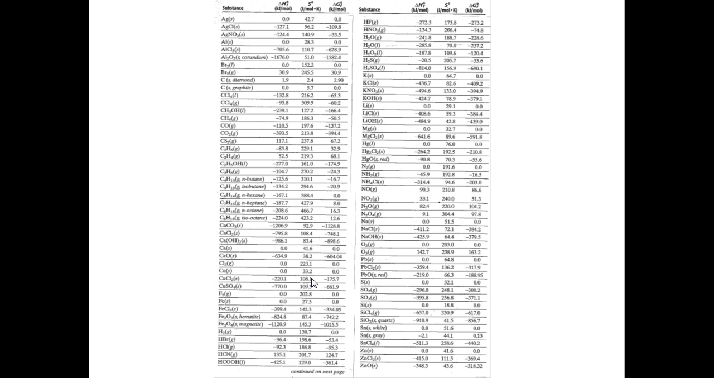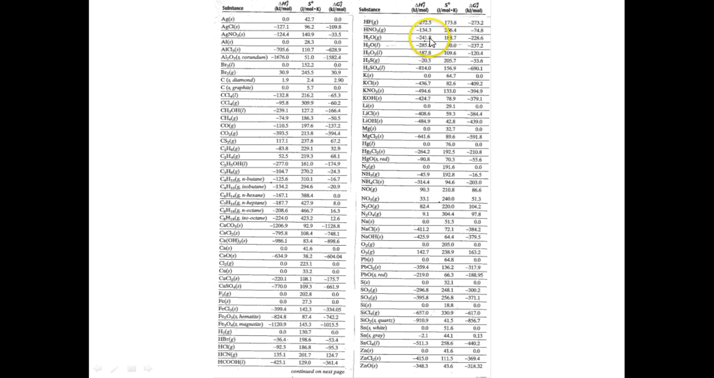Our next item is O3, ozone. So if we come over here, ozone has 238.9 as its entropy. So it is fairly disorganized. And then the last thing that we have is water.